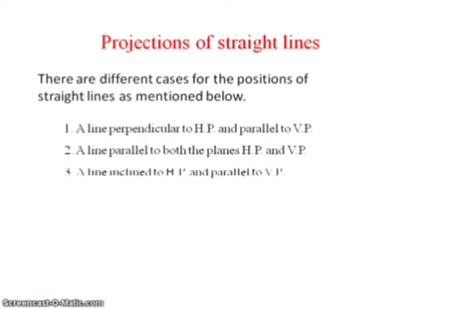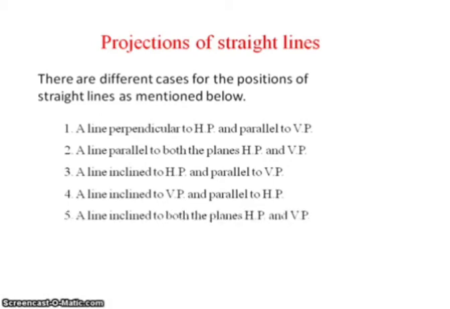And the next one is a line inclined to the horizontal plane and parallel to the vertical plane. In this condition also we have to draw the orthographic views for the straight line. The next case is a line inclined to the vertical plane and parallel to the horizontal plane. And the next is a line inclined to both the planes. In this condition also, how will the front view and top view be? We are going to discuss these in further classes.